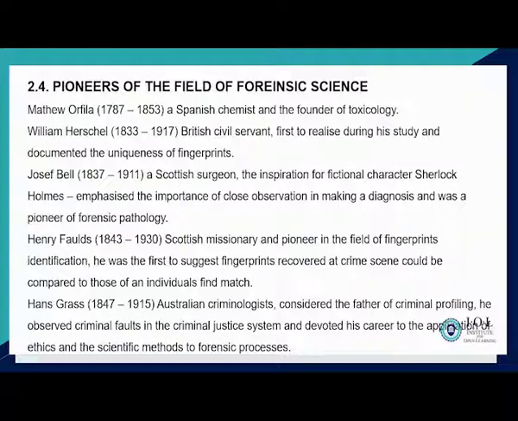Pioneers of the field of forensic science. The list below is the list of the pioneers of the field of forensic science. It's for you, dear student, to read them as they are listed and understand what they did. Mathieu Orfila, 1787 to 1853, was a Spanish chemist and the founder of toxicology.